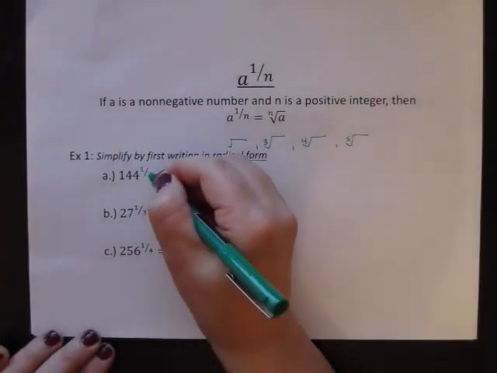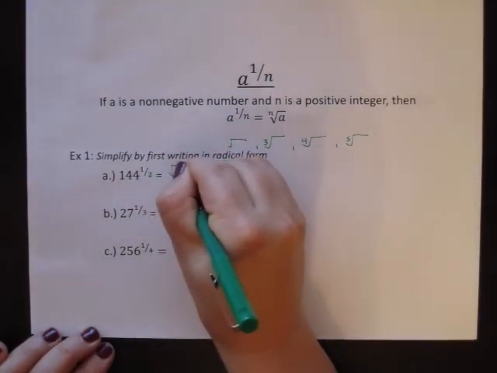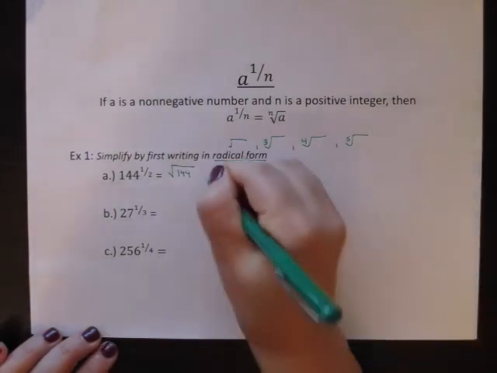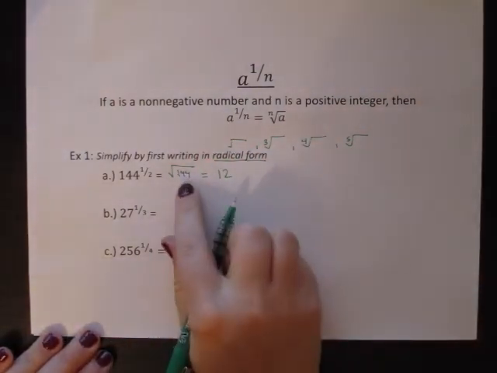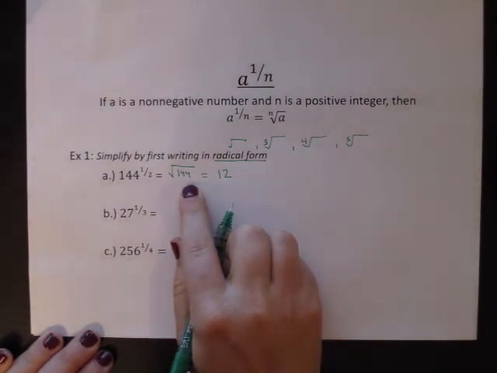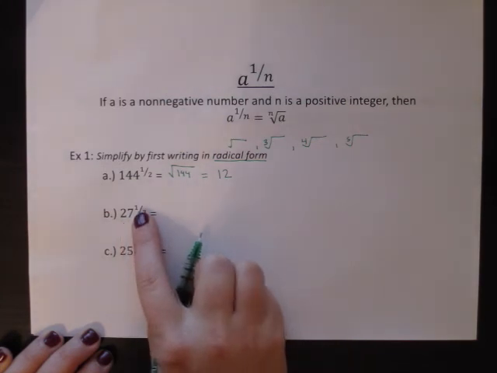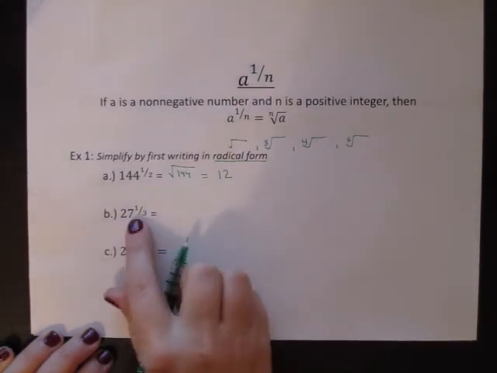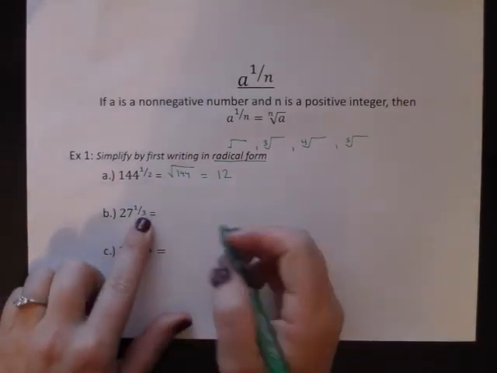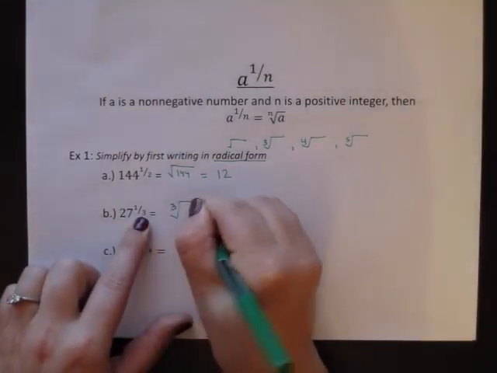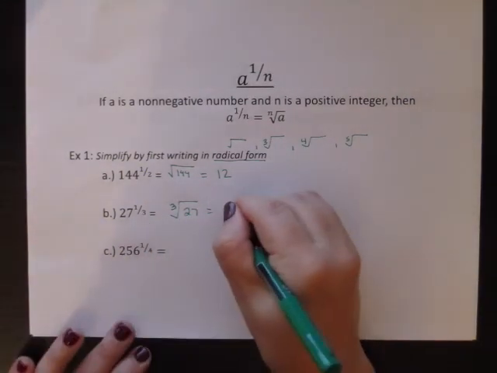So I've got 144 raised to the 1/2. That would be the square root of 144, which we know 144 is a perfect square. So this would be 12. But I do need to see it in radical form first. That's going to be super important. Alright, now the next one, I've got 27 raised to the 1 over 3. This is how I would plug it in my calculator, but I've got to write it in radical form first. Because there's a 3 right here, I'm looking at the cube root of 27. So the cube root of 27, it's a perfect cube, is going to be 3.